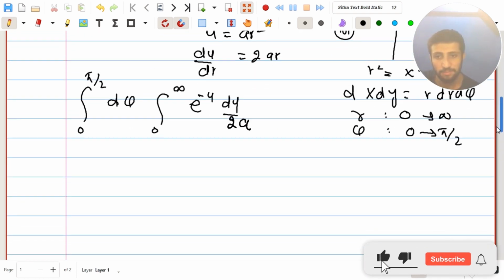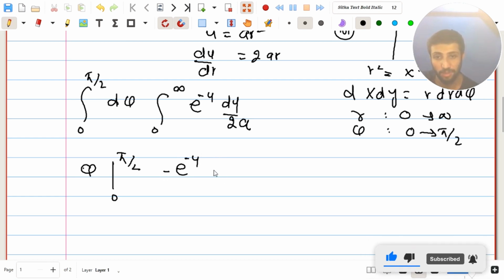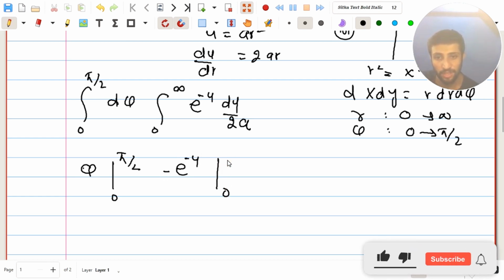So this is really simple. Now you just need to solve the integral. Here I'll get theta over the interval 0 to pi over 2, and here you will get e to power minus u, and you have to add a minus sign, as you need to take the derivative of the exponent as well. So I will get minus e to power minus u over the interval 0 to infinity.